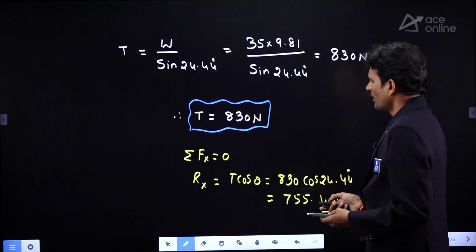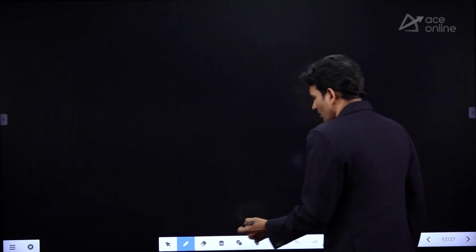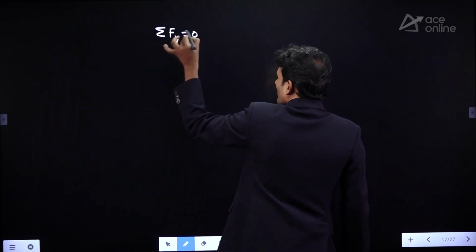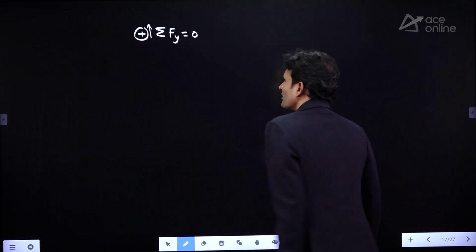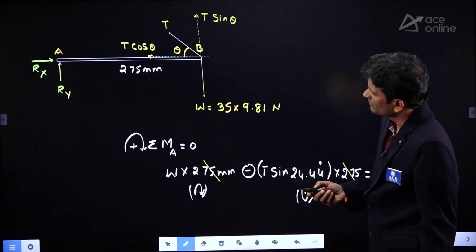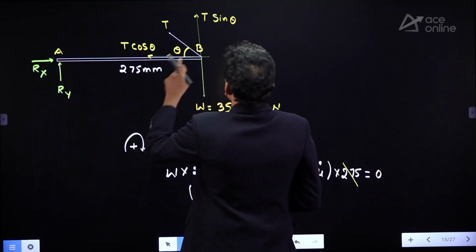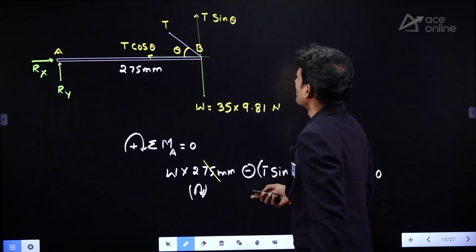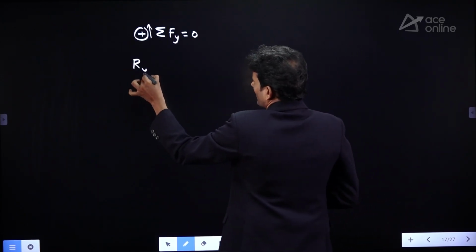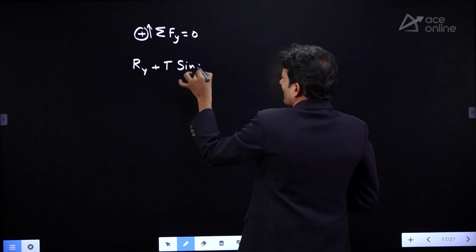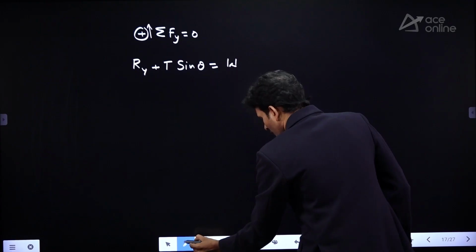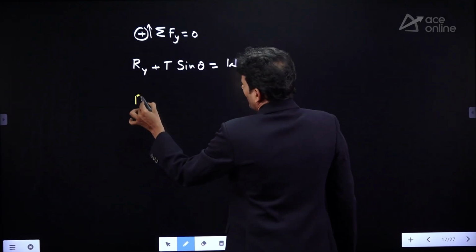So again you can use the force equilibrium condition along y direction. Summation of forces along y equal to 0. Upward force I am taking positive, downward force negative. These two are upward forces: Ry plus T sin theta equal to W. We require Ry.